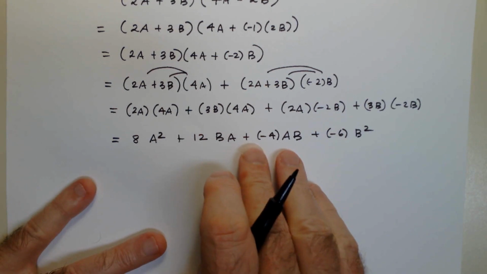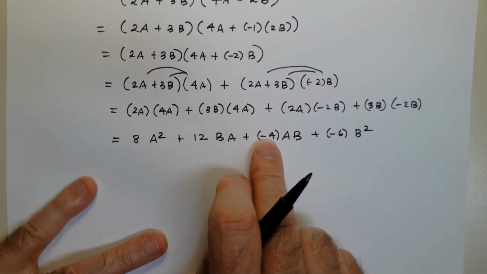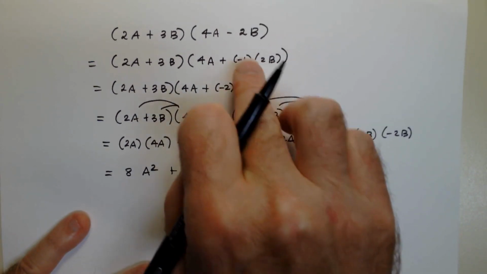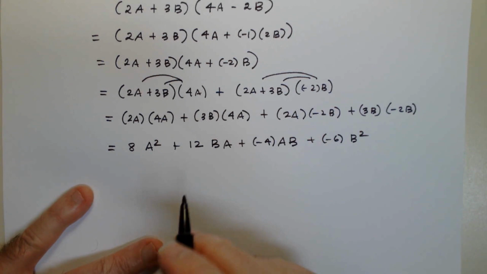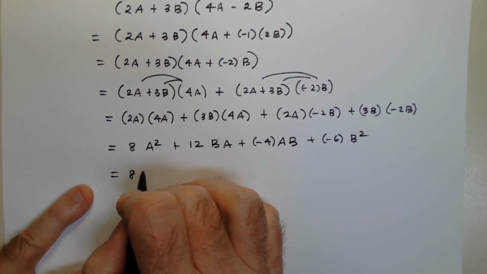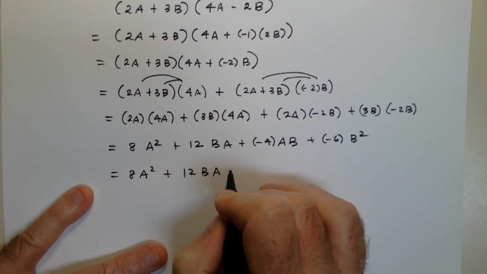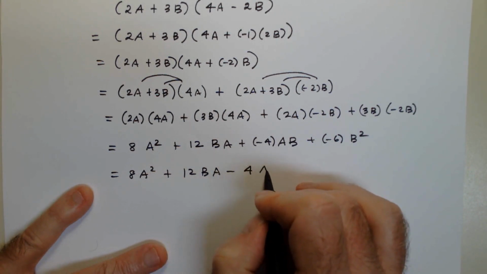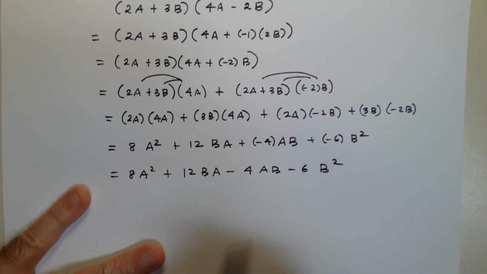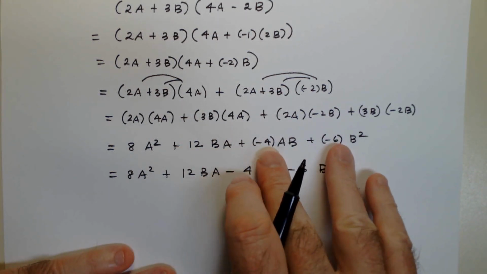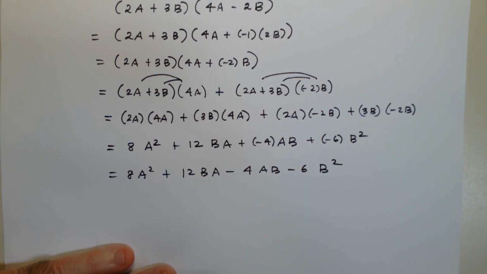Now typically, this is fine, but typically you won't see it written this way. We'll basically reverse the step that we did right at the beginning, and this will be written as, I'll show you, we'll usually write this as 8a squared plus 12ba minus 4ab minus 6b squared. So typically these negative scalars might be written as positive scalars with subtraction.